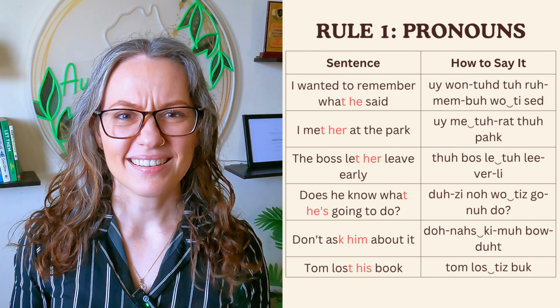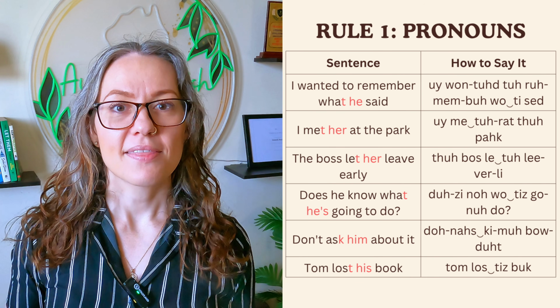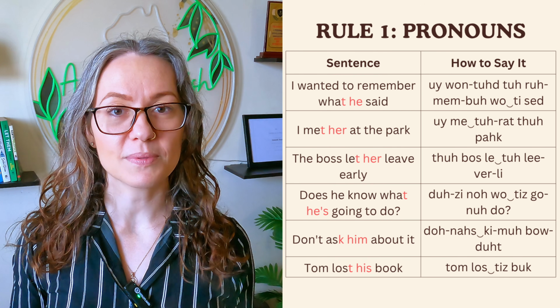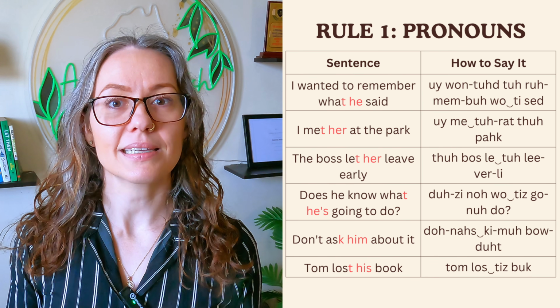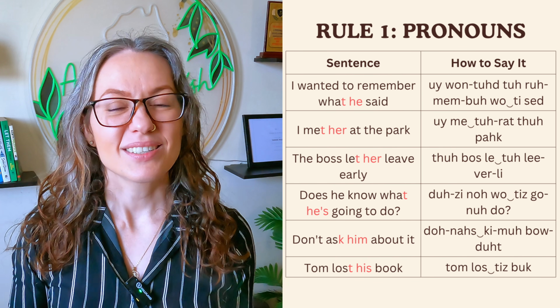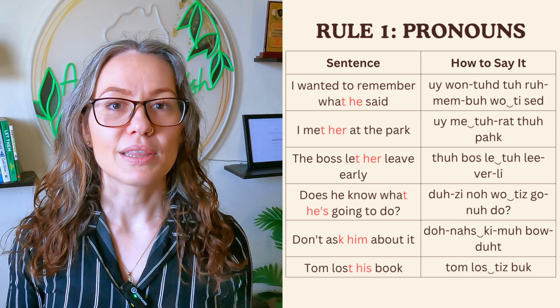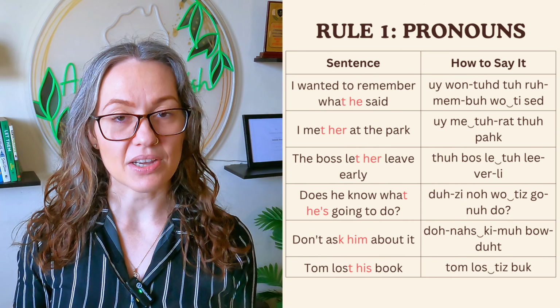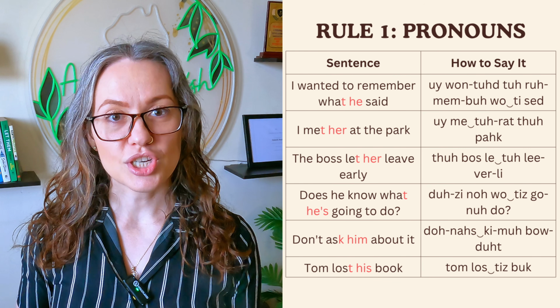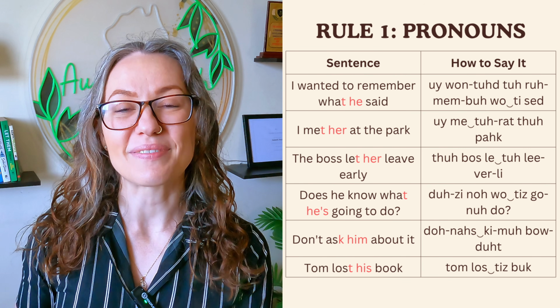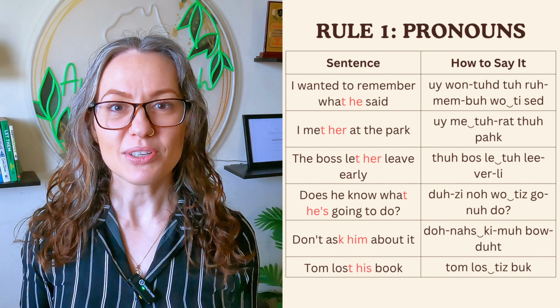Don't ask him about it. Ask him. The h drops. We take the k from "ask", link it to "im". Don't ask him about it. Tom lost his book. Lost is, taking the t at the end of "lost", shifting it to the vowel of "his", which is. Tom lost his book.